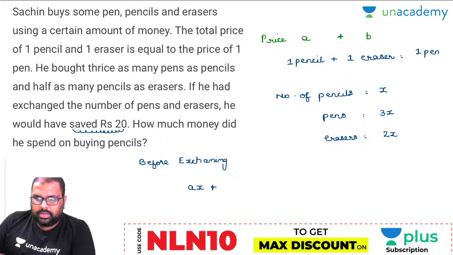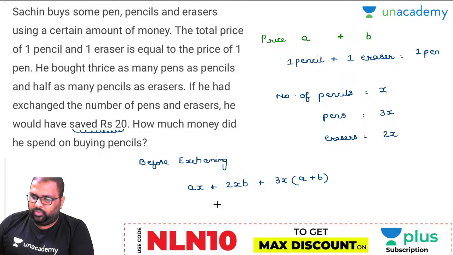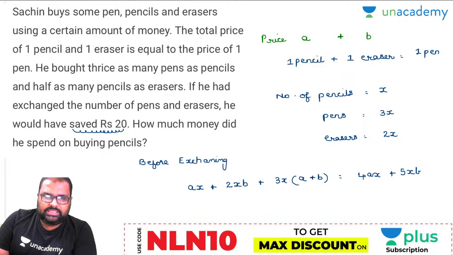Plus, now one eraser cost is B. You have 2x erasers. 2x into B is nothing but the total eraser cost. Plus, you bought 3x pens and pen cost is A plus B. Am I right or wrong? One pencil plus eraser is equal to pen. Am I right? Very good. So at last, finally, what do you get upon solving all those things? You will get 4ax plus 5xb. Yes. Okay, done.